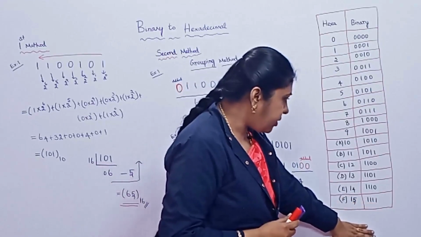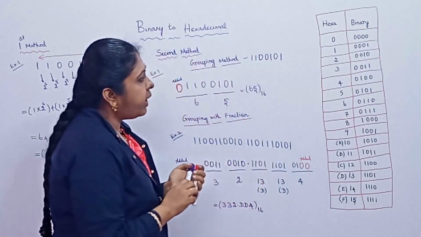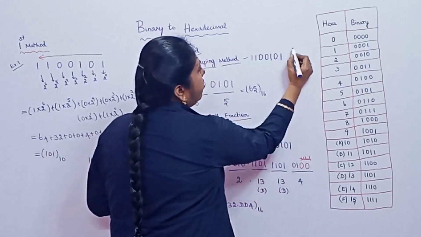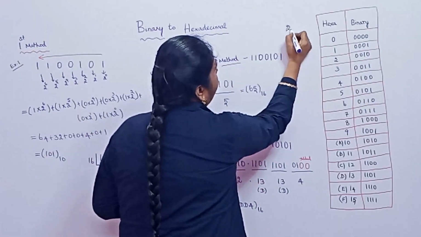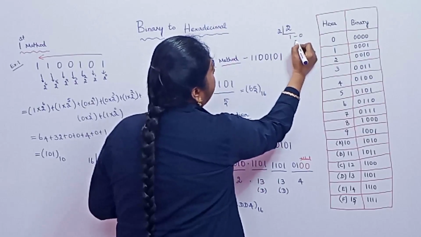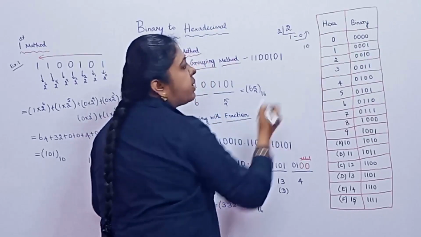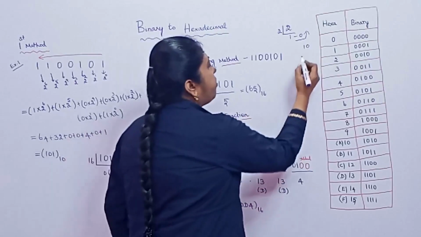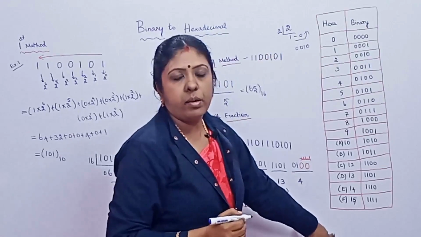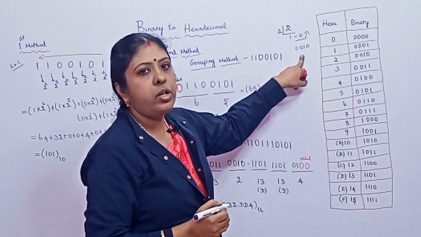Suppose you don't know how to make this table or how to convert, just convert by dividing the number by 2. Consider a small example, 2 divided by 2 gives 1, and 0. Write it from the bottom to the top, 1, 0. Since we are representing it by 4 digits, it can be represented as 0010. Similarly, you can find it for all the other numbers. If you can't remember the table, you can do it on your own.